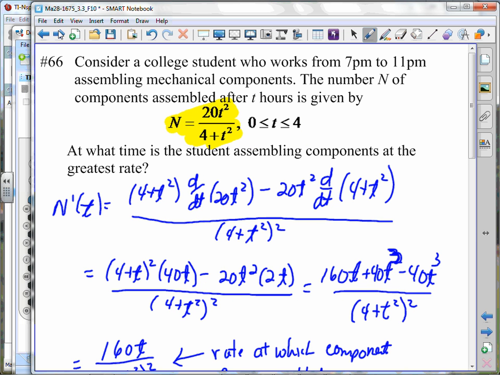There we go. At what time are the students assembling components at the greatest rate? Okay, so at 8:15. They're assembling them the fastest that they will ever assemble in the whole period. Now, how do we know it's a maximum? We didn't really test that, did we? That could be just an extremum. That could maybe be the slowest rate. We have to go in there and check around a little bit, but we'll leave that problem for now.